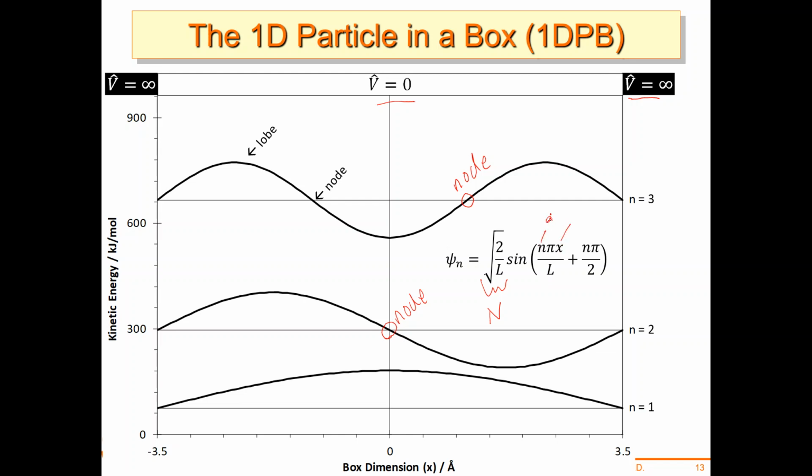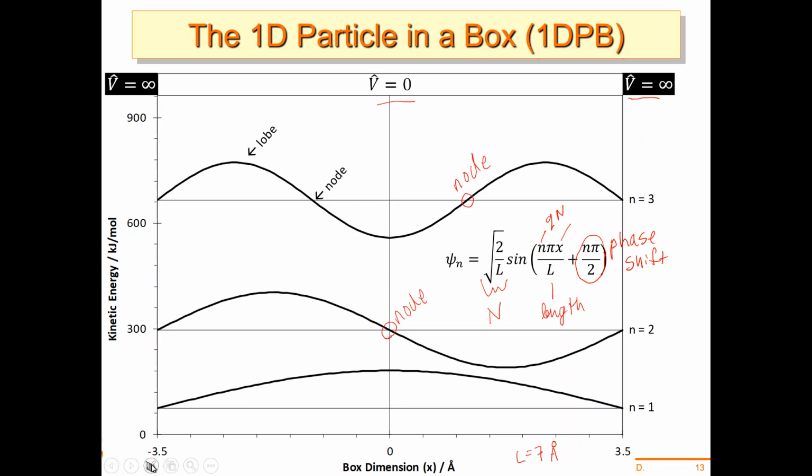We have the quantum number, and we have the length of the box. And so in our case here, our box is L equals 7 angstroms. We're plotting this from negative L over 2 to positive L over 2, so that our wave functions will be centered on 0. To get these wave functions centered on 0, we had to put in this phase shift.